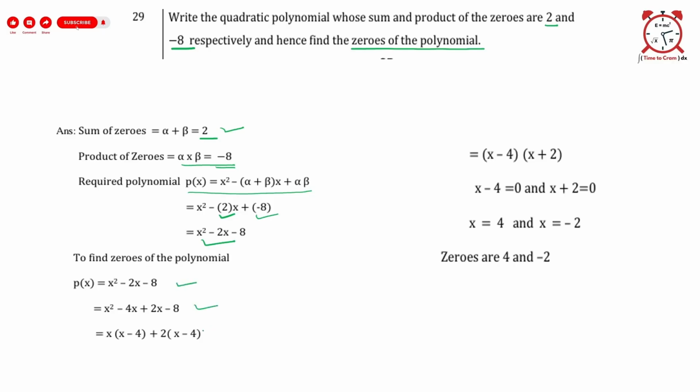Now we will proceed to find the zeros of the polynomial. Again, by the splitting method we have two factors of the polynomial. Let us compare these two factors with 0 one by one, then we will get the two values, and these are the zeros of the polynomial, 4 and -2. So in that way we have to solve this sum.